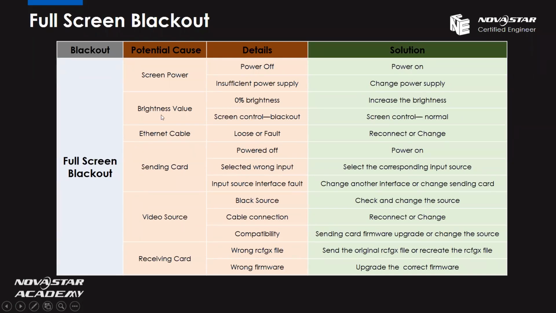Okay, and for the screen blackout issues, we need to check the second aspect, the brightness value. Maybe sometimes the brightness of our screen is 0%. In this case, we need to increase the brightness maybe to 50%. And in our software or on the front panel of the sending controller, we can see if it is the brightness value that caused the blackout issue.